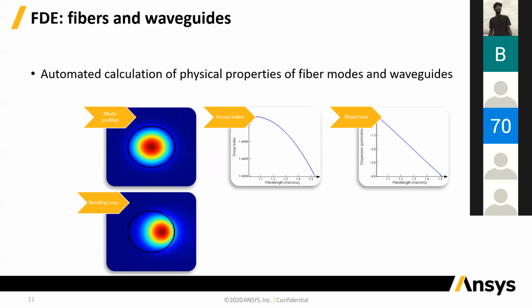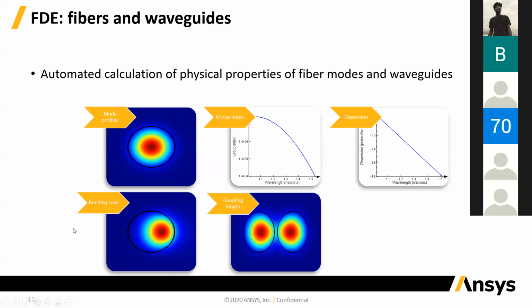Bending loss. So when you're using optical fiber, if the fiber is bent, then the property of the fiber changes, and that's something that you want to simulate. So here you can see that if you bend the fiber, then the mode kind of transitions to one side of the fiber more, and that could include extra loss. Coupling lengths: if you have two fibers or two waveguides side by side, there could be coupling between the optical power through those fibers, and that's something that you want to simulate with this tool.